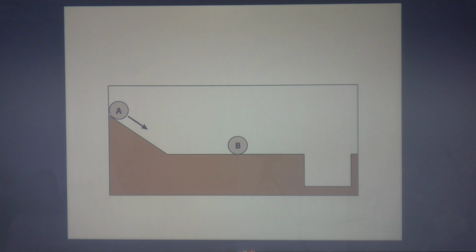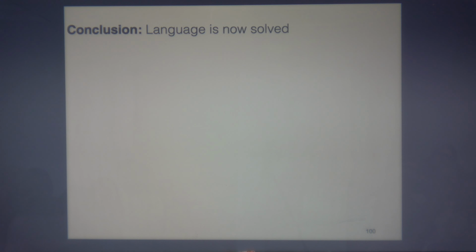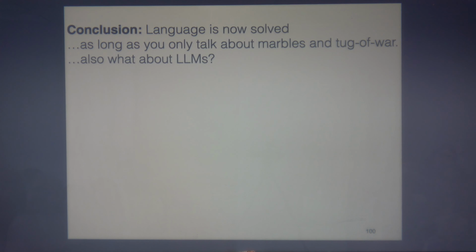I just programmed up Newton's laws, and we can see, based on different heavinesses of marbles, how likely it is that A would not go into the pocket. So here, again without any fitting, is the comparison between humans on the x-axis and probabilistic world semantics on the y-axis. We get a correlation of 0.94, so we're really explaining most of the variation here. So conclusion: language is now solved. As long as you only talk about marbles and tug of war. And also, what about LLMs?